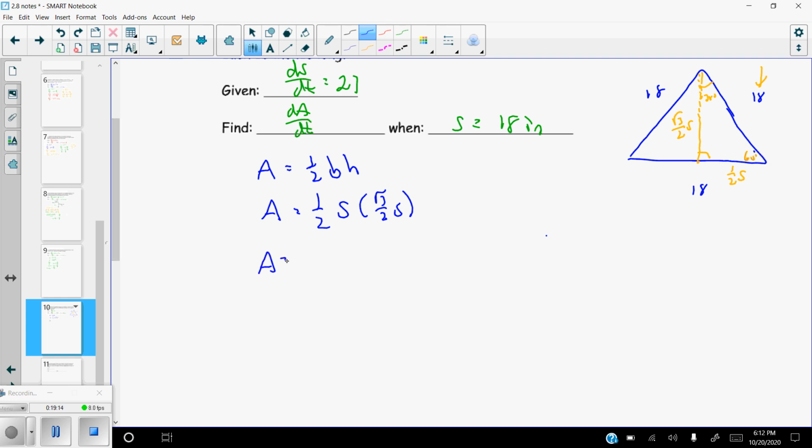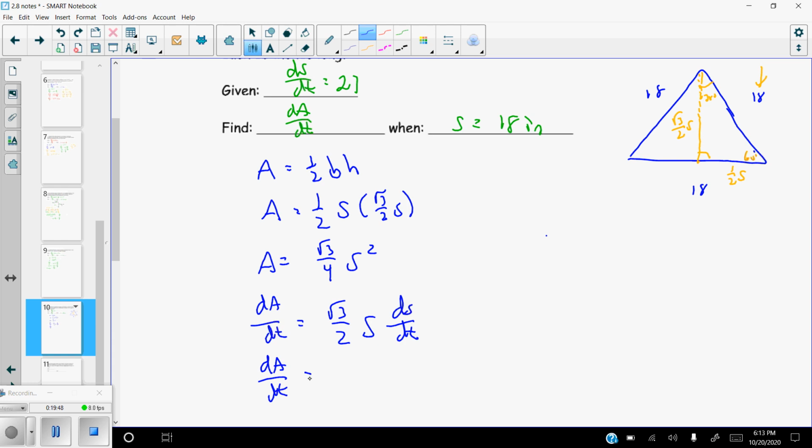So let's simplify this. 1/2 times square root of 3 over 2 is going to be the square root of 3 over 4. And S times S is S squared. Now we can take a derivative. Area is changing over time. Taking the derivative, we're going to get 2 times square root of 3 over 4, which is going to be the square root of 3 over 2, S ds over dt. And the good thing is, I know what ds over dt is. They gave it to me. I know what the side is. They gave it to me. So now we can find dA over dt.